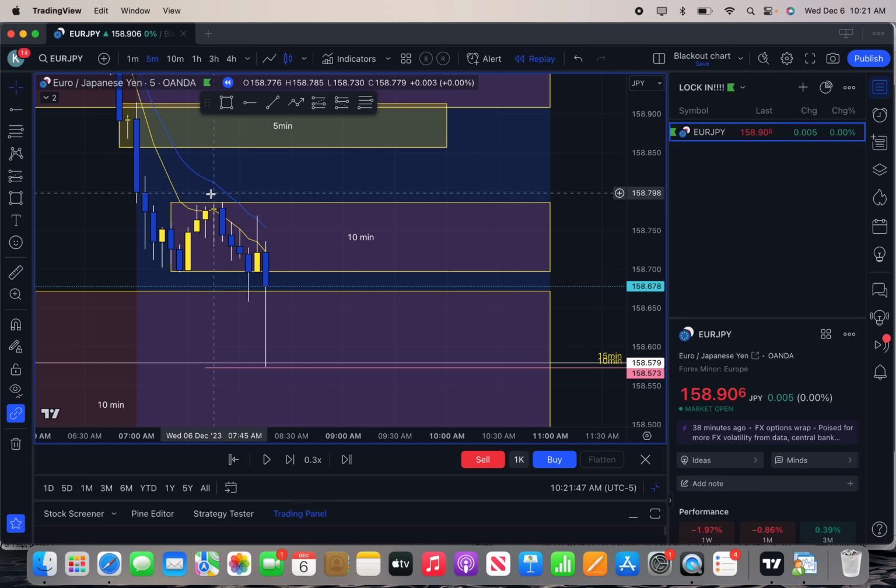Now, if it's like the 10-minute and the 15, that's different because I don't enter trades off the 15. I enter trades off the 10. So in that case, I would need to identify the 10. But when it comes to the 10 and 5, I enter trades off of both. So that part doesn't really matter too much to me.